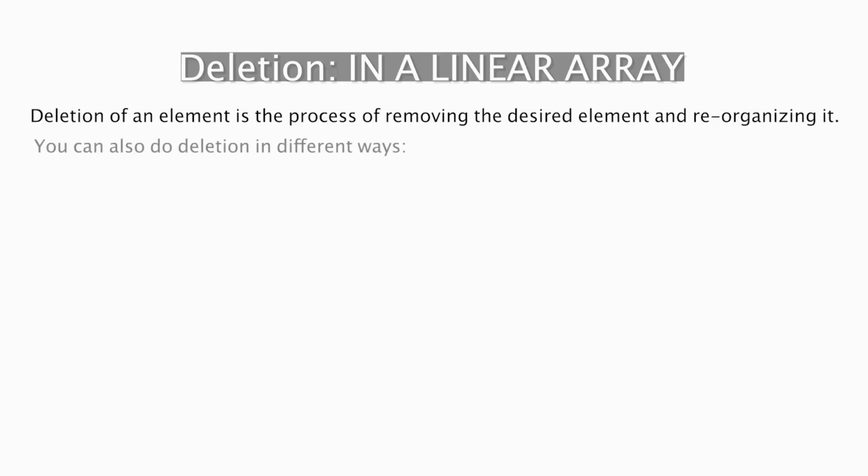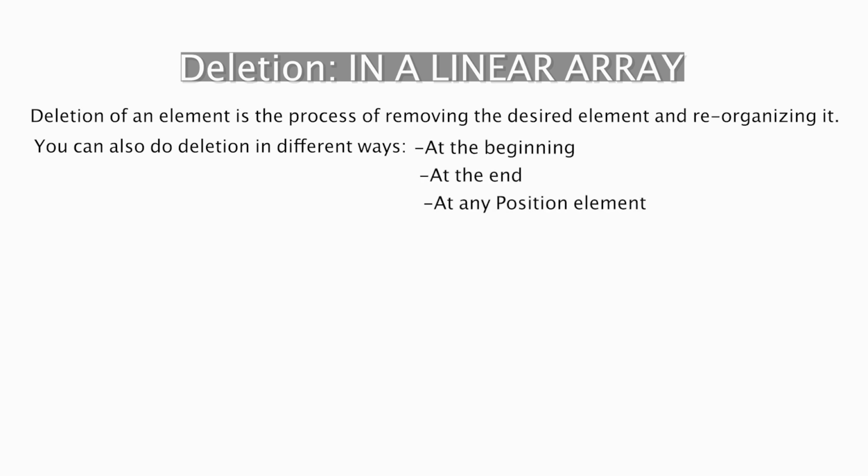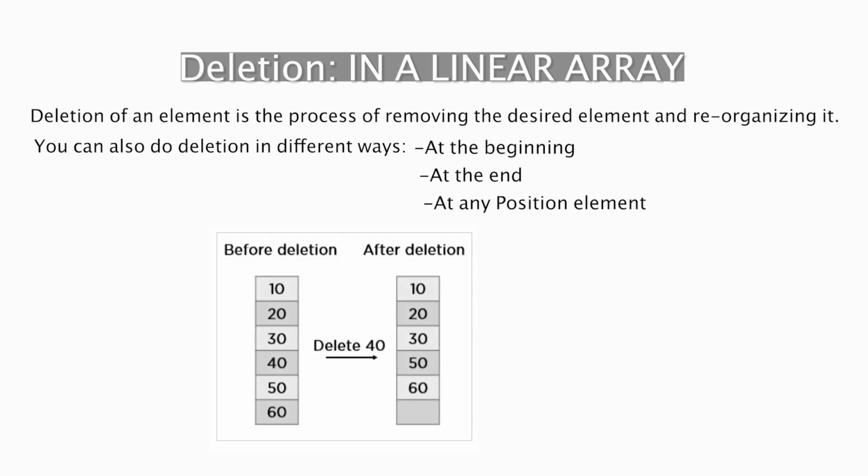You can also perform deletion in different ways, like at the beginning, at the end, or at any position of an element. Here you can understand, before deletion we have items like this inside the array: 10, 20, 30, 40, 50, 60. The 6 elements are present inside the array. Now we have to delete 40. So after deletion the array is 10, 20, 30, 50, 60.